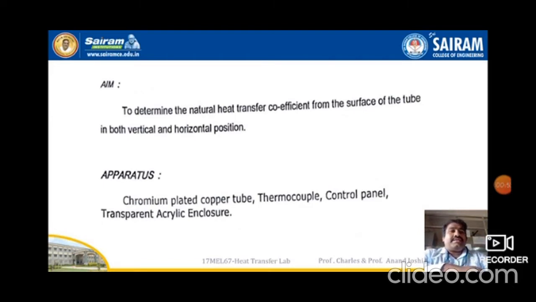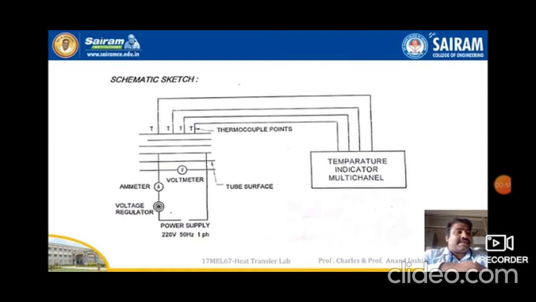The apparatus is a chromium plated copper tube, thermocouples, a control panel and a transparent acrylic enclosure. This is the schematic diagram of free convection. Here you can observe the voltmeter reading, ammeter reading, a voltage regulator, and a multi-channel temperature indicator. Various thermocouples are connected at T1, T2, T3, T4 at various points.